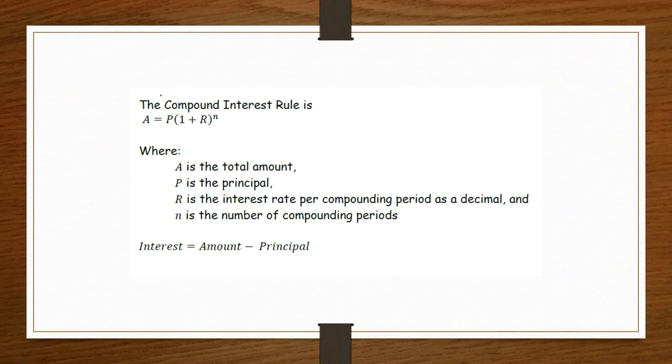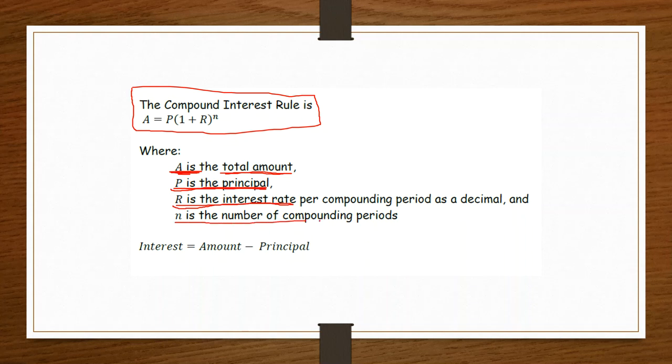So the compound interest rule is this rule here. We'll be using this a lot. We have an amount of money that gets invested. After interest, we call it A, the amount. So A is the amount after we get interest. P is the principal amount, which is what we start with. R is the interest rate. And N is the number of compounding periods.